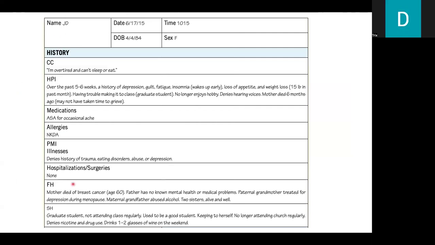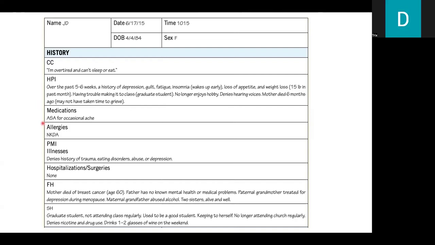So the history: I'm overtired and can't sleep or eat. HPI: over the past 5 to 6 weeks, a history of depression, guilt, fatigue, insomnia, wakes up early, loss of appetite and weight loss, having trouble making it to class, no longer enjoys hobby, denies hearing voices. Mother died 6 months ago. Medications: she takes ASA for occasional ache.